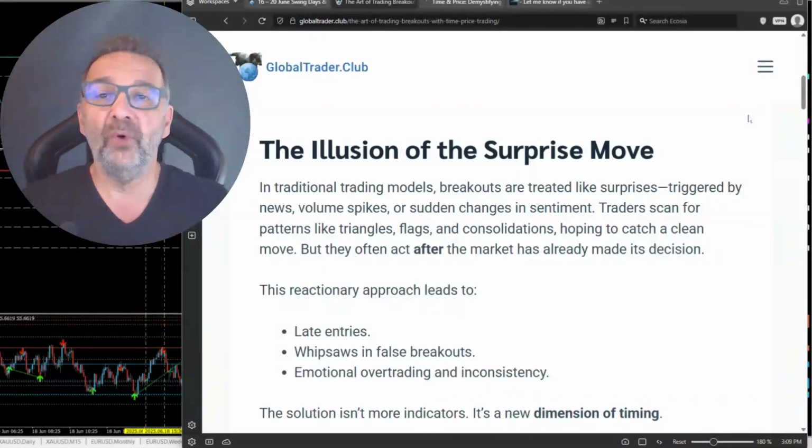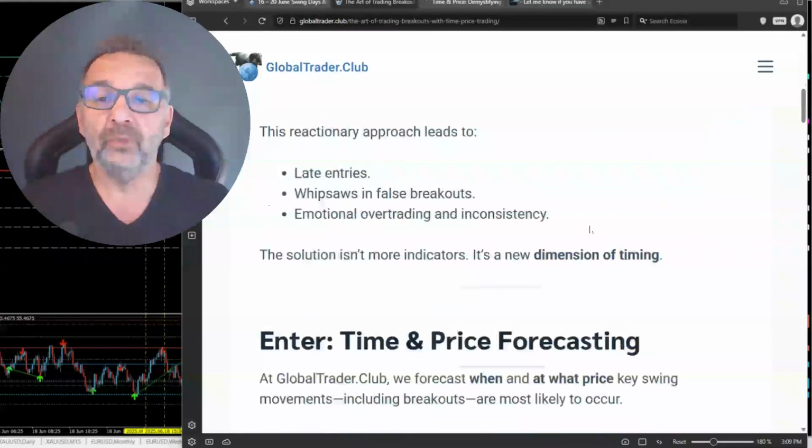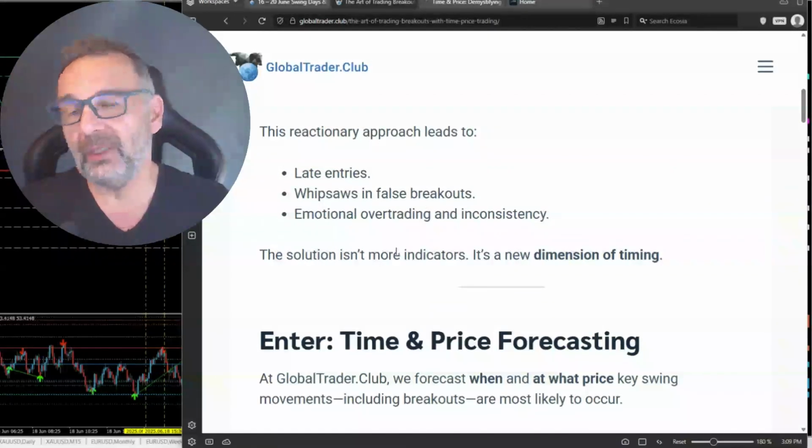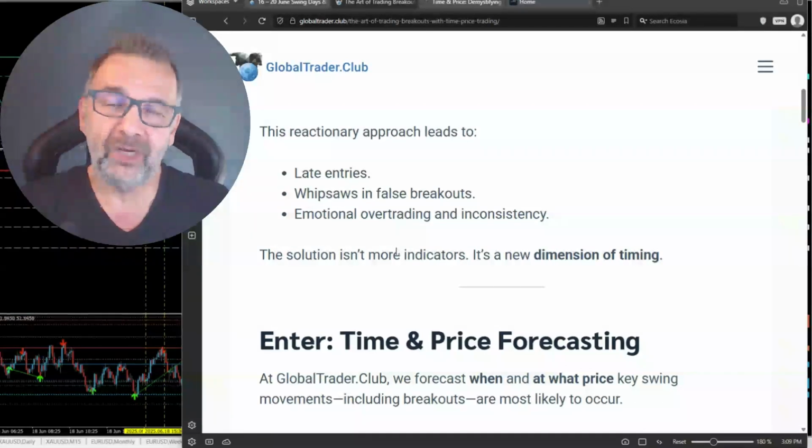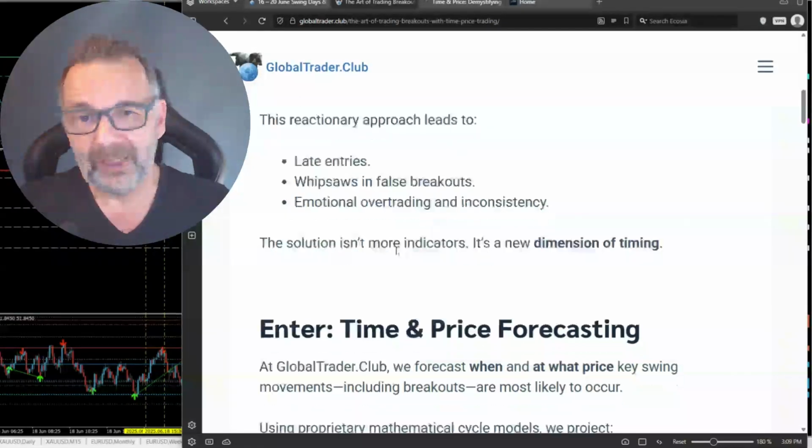This will avoid late entries. It will avoid all these whipsaws and fake breakouts, and you'll also be less stressed out because you're looking at a time and price correlation, which means that highly likely you're going to have a good trade. If you don't have a good trade, it's going to be a minimal loss, because if time and price are wrong, we don't want to be in that trade.